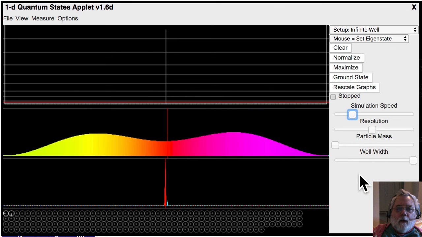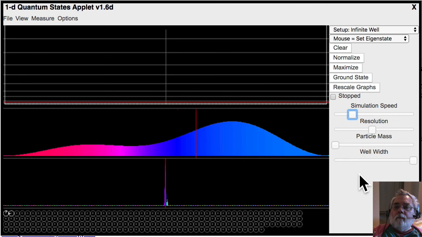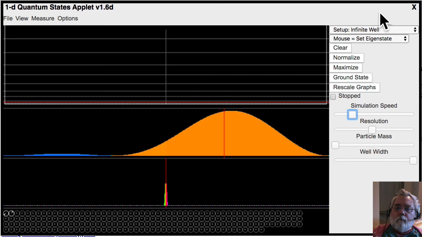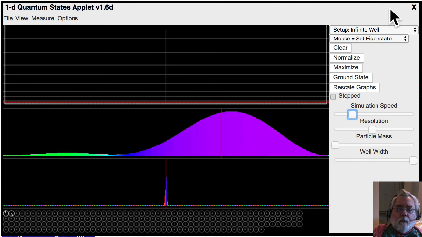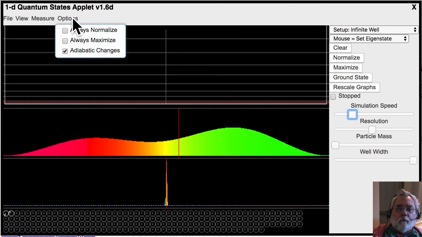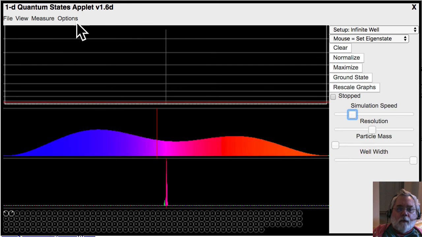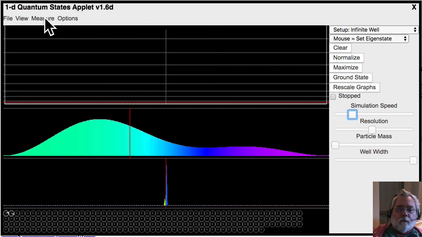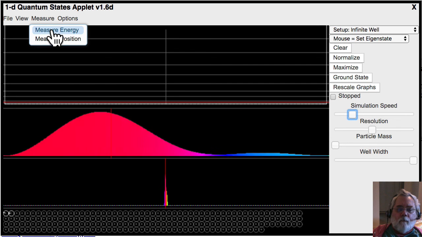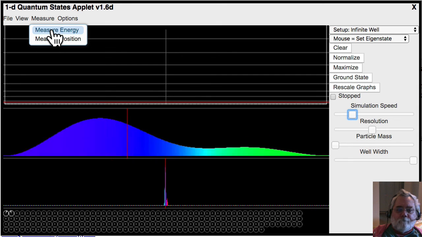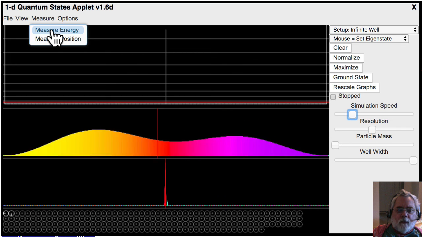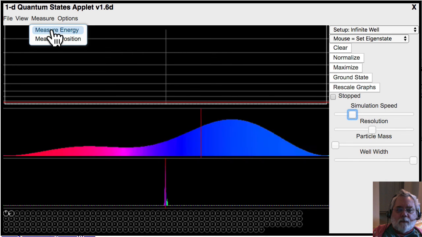I encourage you to play with this yourself. Now we're going to do something that the simulation allows us to do. We're going to measure the energy. We're in a superposition state consisting of the ground state plus the first excited state. When I click this, we will measure energy.